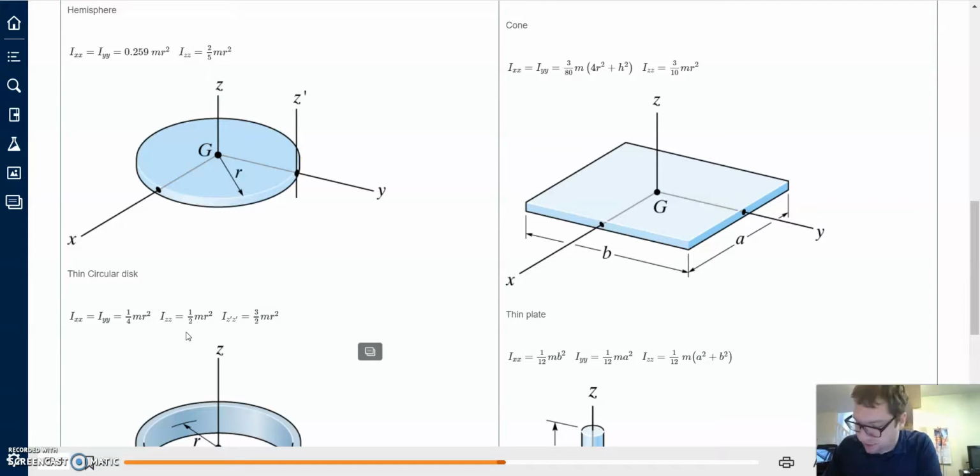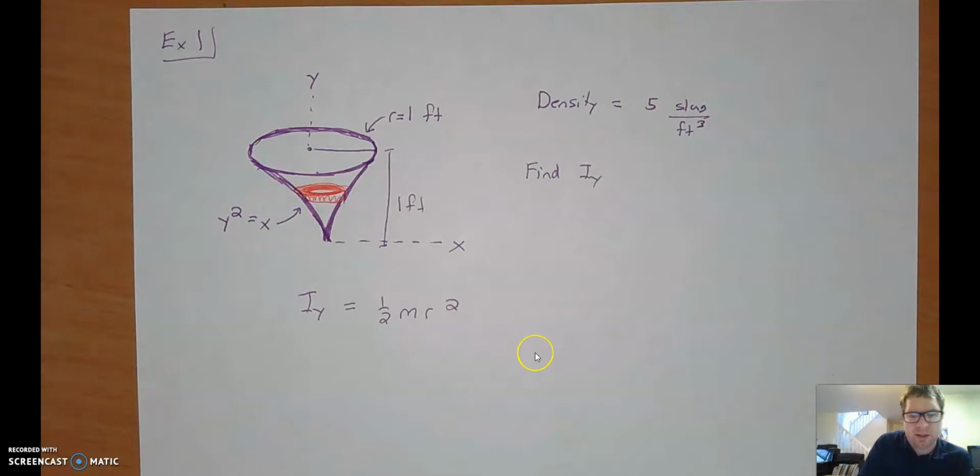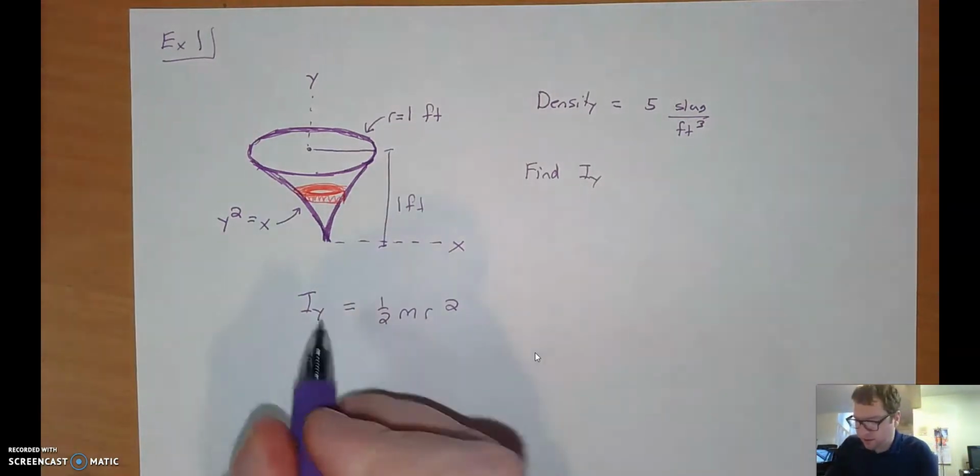So that is 1/2 m for mass, radius squared. So that is the mass moment of inertia about the axis, basically the axle of the wheel. All right, so I've rewritten it. So this is going to be I_y.